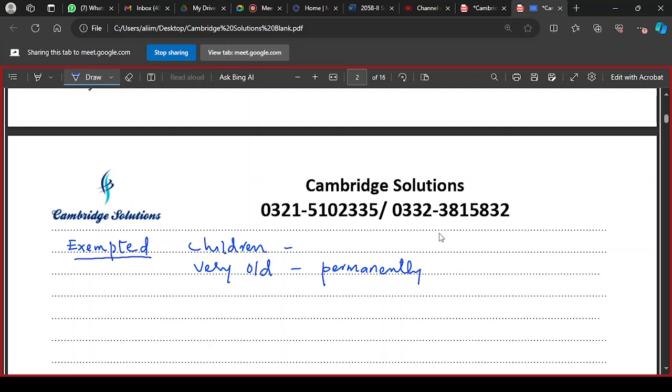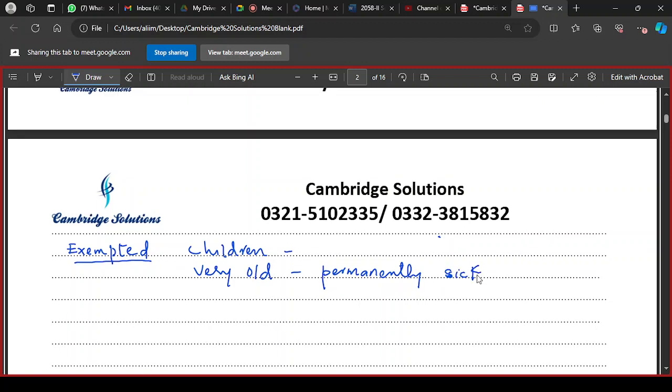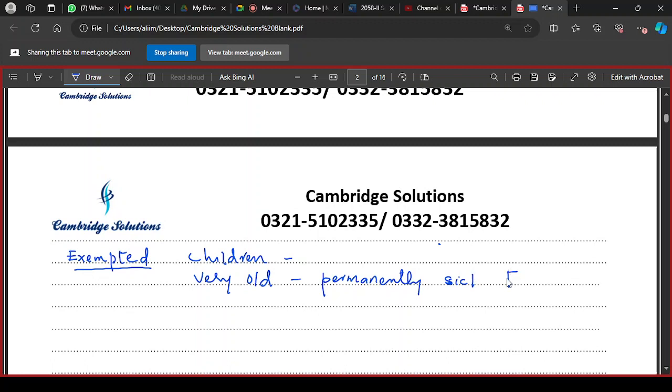Such people who are very old or permanently sick have to pay fidya for their fast. What is fidya? Fidya for each fast is 1.75 kg of wheat, which is equal to Sadqatul Fitr. For those who cannot fast, they have to pay the fidya. They have to feed the indigent.